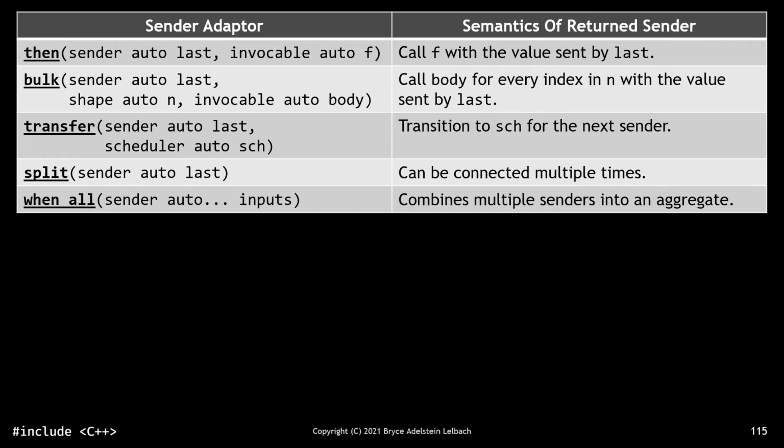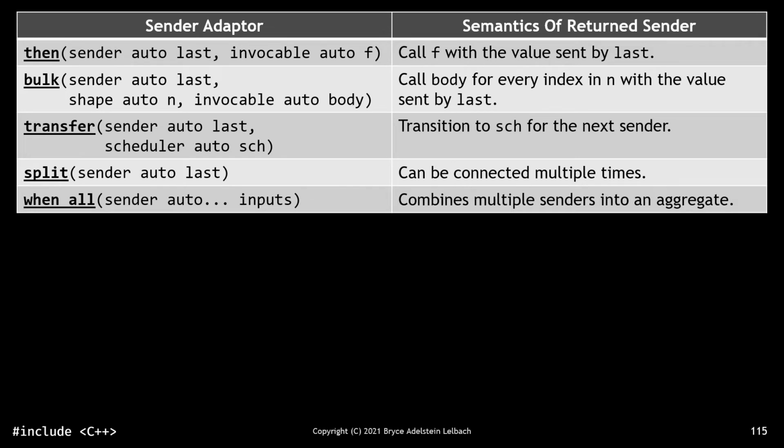Conversely, when_all takes multiple input senders and returns a single aggregate sender that will send the signals from all of the inputs. Senders returned by when_all do not have a scheduler associated with them, which means they do not promise where they complete. when_all senders represent joins in a sender task graph.